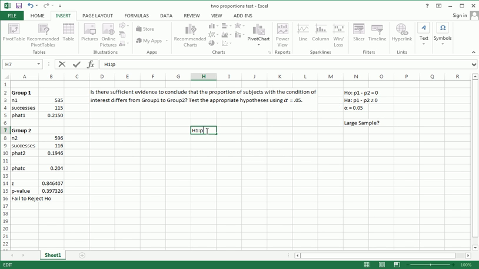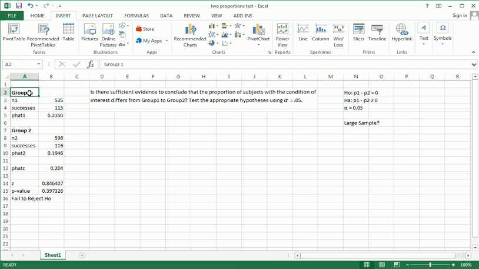Hi guys, in this video we're going to be doing a large sample hypothesis test comparing two proportions. Now it's important to point out that the two proportions are coming from two independent samples. Okay, so let's get to this very generic example I've set up here.